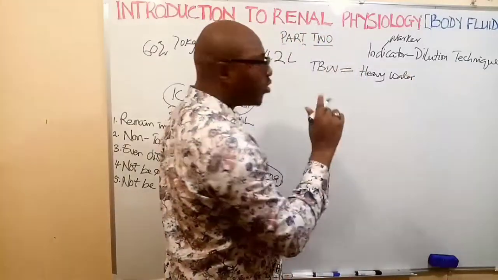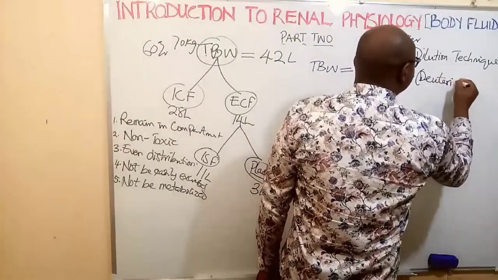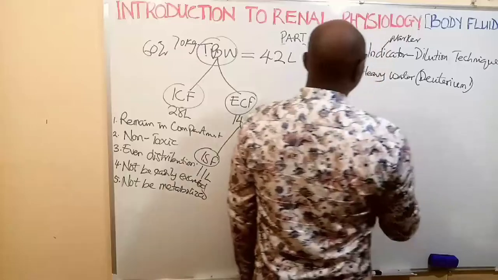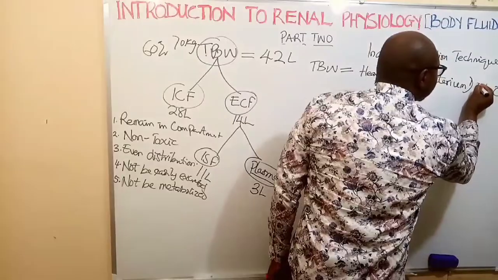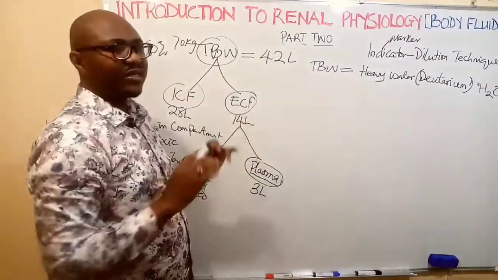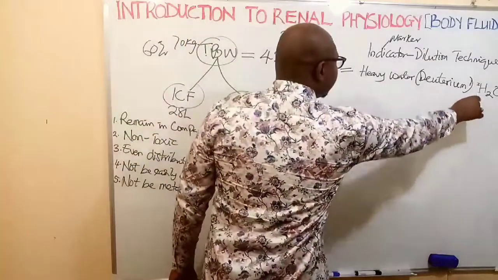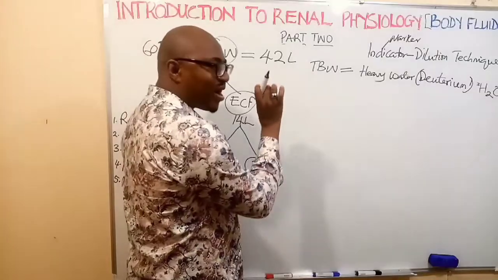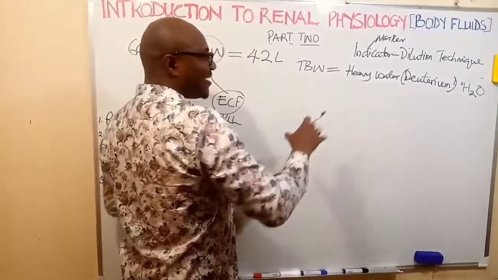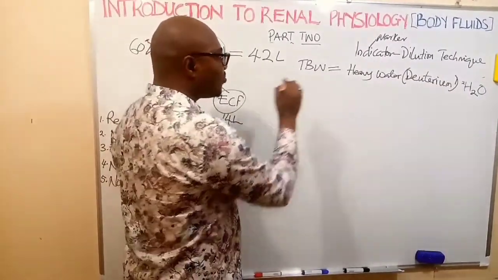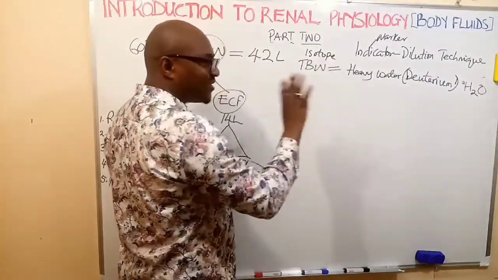It's also called deuterium. Okay? It's written as this. Alright? So that is heavy water. It's different from normal water. The difference is that the hydrogen here has one neutron and one proton. The normal hydrogen has just one proton. So that's why it's heavier. So it's an isotope of normal hydrogen.